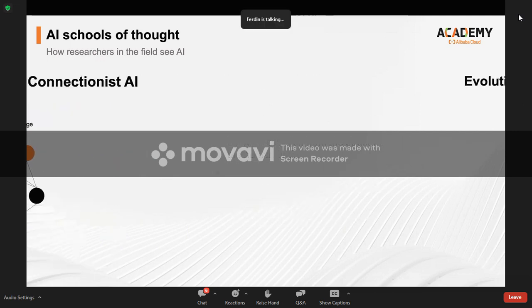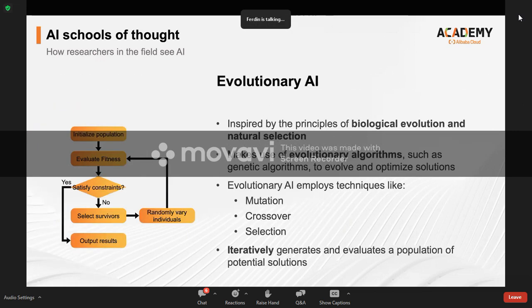And then we have this evolutionary AI. So this is based on the principles of biological evolution and natural selection. This genetic algorithm is otherwise called the evolutionary algorithm. And this will employ techniques like, firstly, we evaluate the fitness, then it will do mutation, and on a timely basis it will do some crossover, and then after doing the mutation and crossover we select the right genes. So that's what we call selection. So this happens iteratively and generates and evaluates a population of potential solutions.